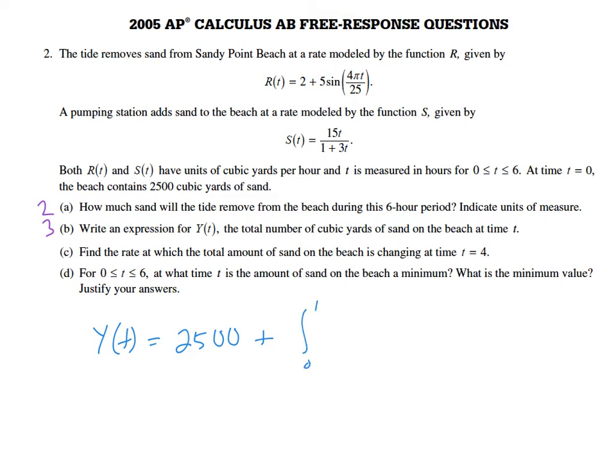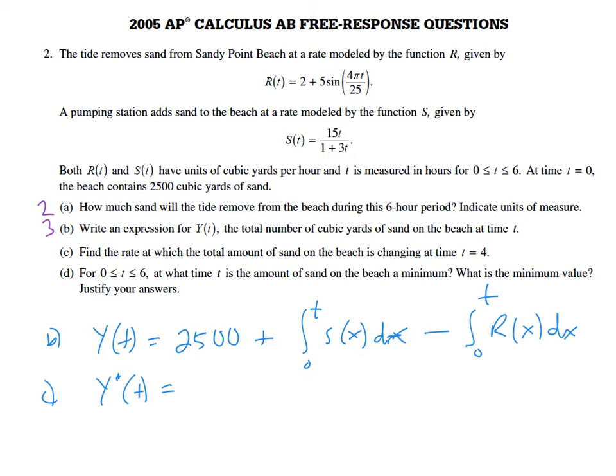2,500 plus integral from 0 to t of s of x dx minus integral from 0 to t of r of x dx. Here's my function for the amount of sand. So that was part B. Part C, they want me to find the rate at which that amount is changing. So isn't that just a derivative? We're in calculus class, and when we're finding a rate of change, we're finding a derivative. So they want us to find y prime of t. So they want us to take the derivative of the equation.